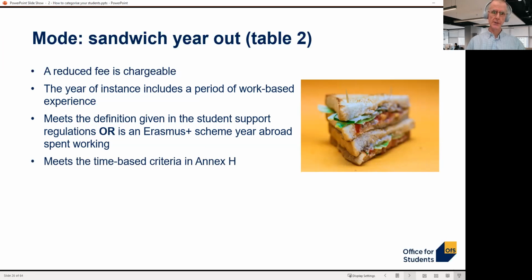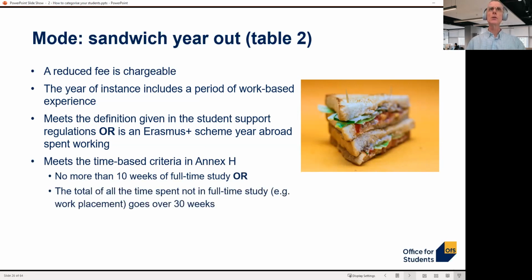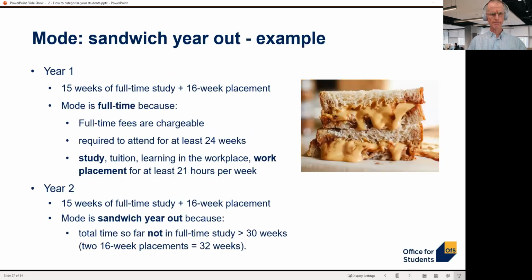time-based and performance-based criteria in Annex H, which is to say there should be no more than 10 weeks of full-time study in the year, or the total of all the time spent not in full-time study, such as work placement, goes over 30 weeks. As far as those go, the best thing to do here is to have a quick example, and there are other examples in Annex H, but let's just look at one of our own.